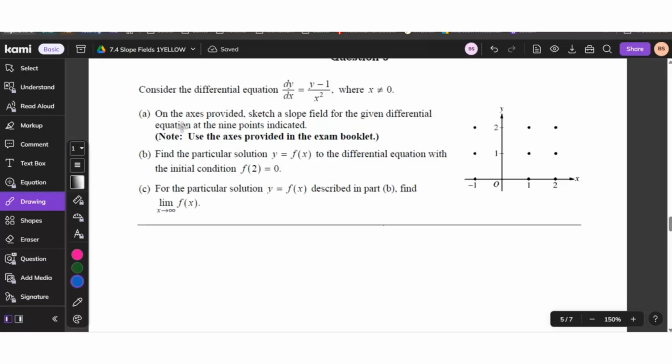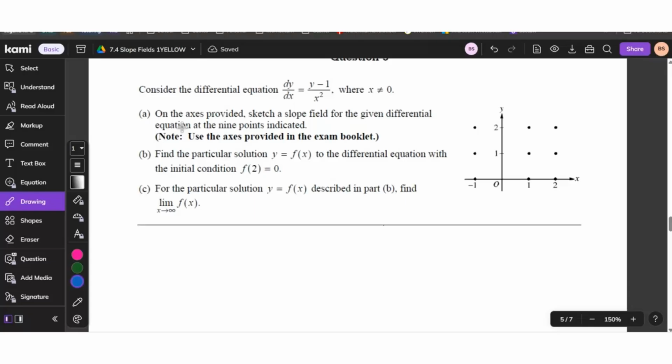X cannot be 0. On the axis provided, sketch a slope field for the given differential equation at all 9 points indicated. Why does it say only 9? Because x can't be 0. So there shouldn't be anything here, right? Because if it was 0, it would be undefined. All right, let's do it.